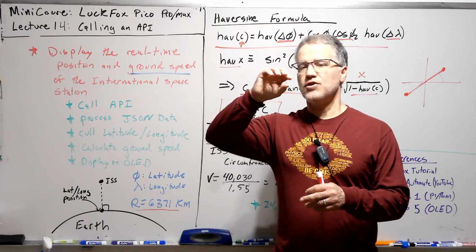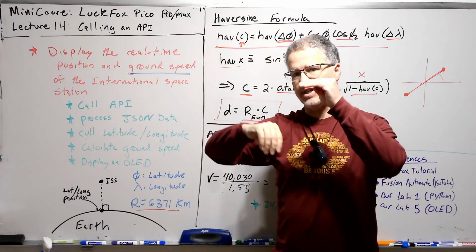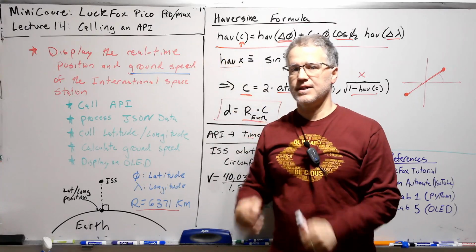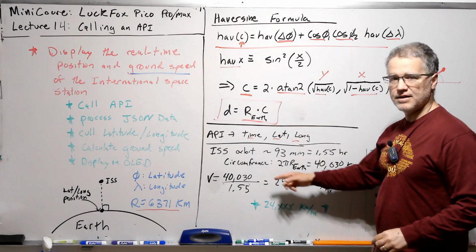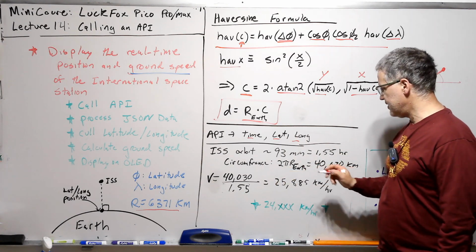So the first point will be just the first point, but then after that we'll take the ith point minus the i minus 1th point in terms of the latitude, longitude, and time, and we'll be able to calculate then a speed.